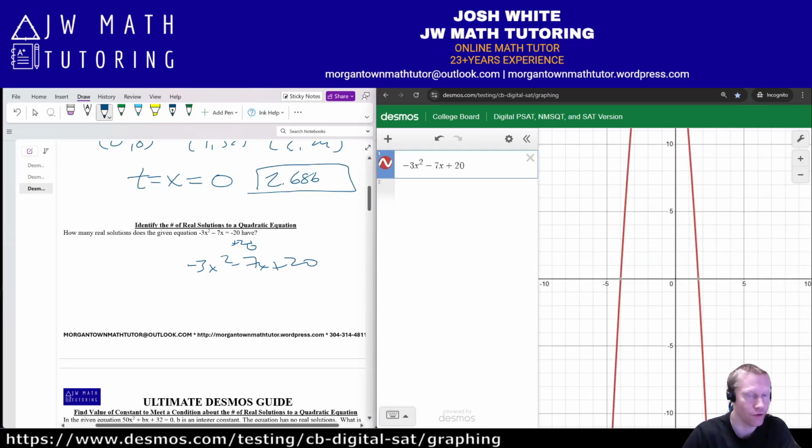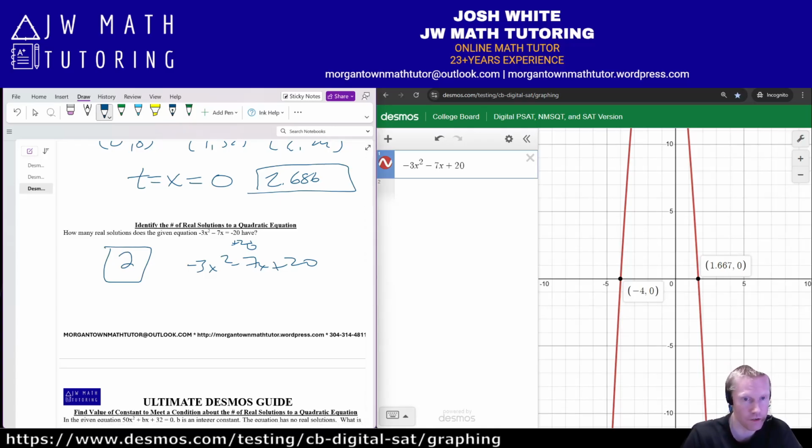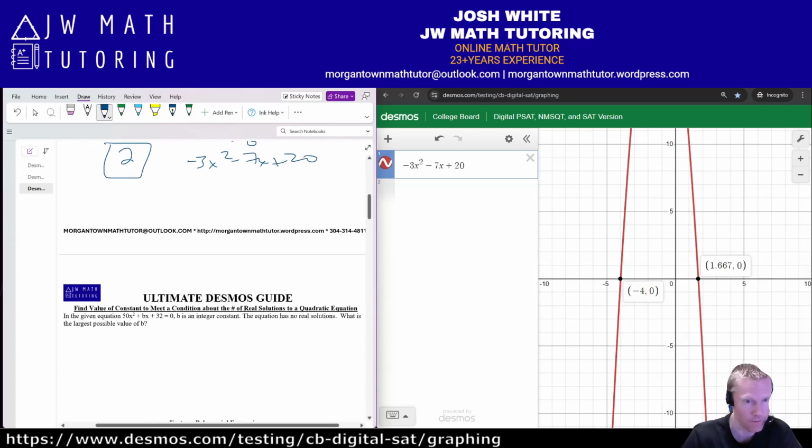You can put the y equals or f of x equals, but you don't have to. Then I'm going to look and see how many x-intercepts it has. Okay, it currently has 2. So therefore, this equation will have 2 real solutions. And that's all you need to do. If you're going to use this method, you do need to make sure everything is on one side such that it's equal to 0.